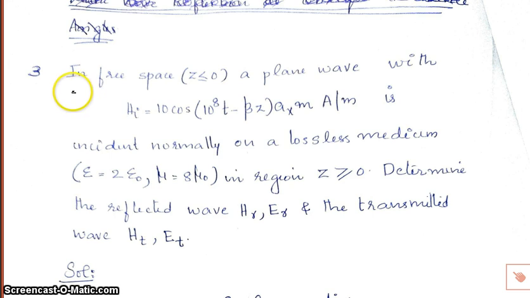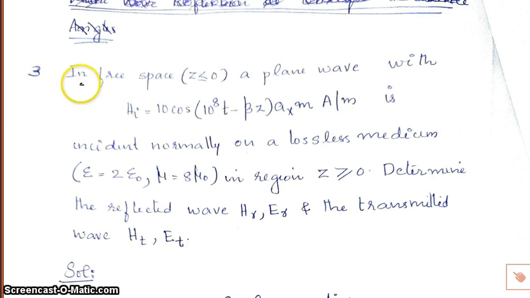In free space z less than 0, a plane wave with H_i equals 10 cos(10^8 t minus beta z) a_x milliampere per meter is incident normally on a lossless medium, epsilon equal to epsilon 0, mu equal to 8 mu 0, in the region z greater than 0. Determine the reflected wave H_r, E_r and the transmitted wave H_t, E_t.